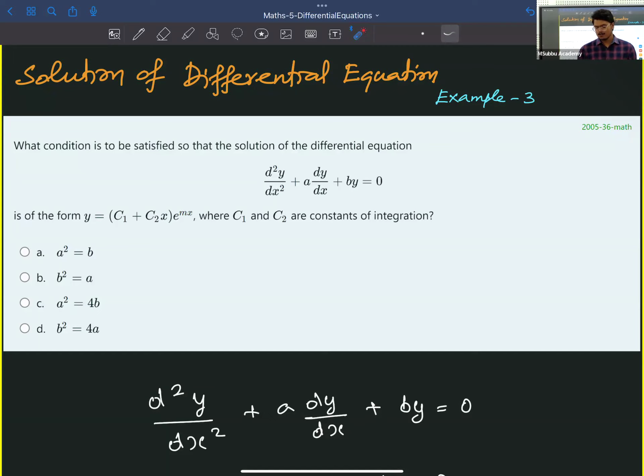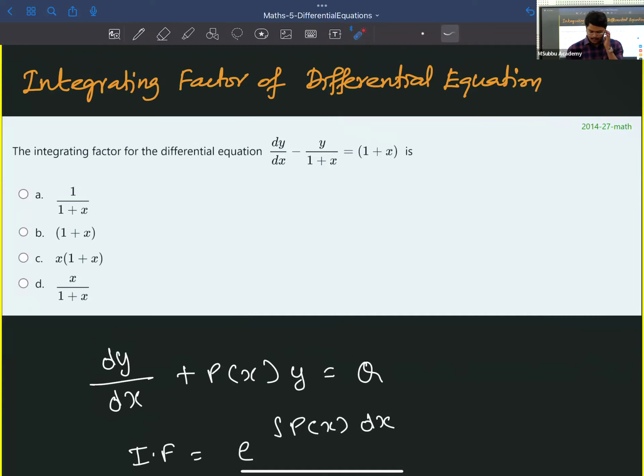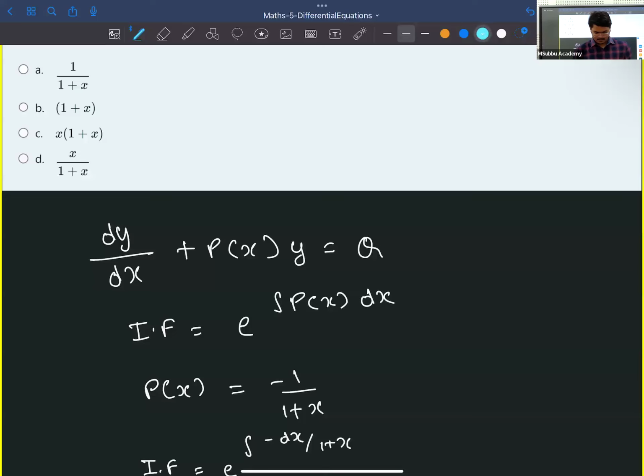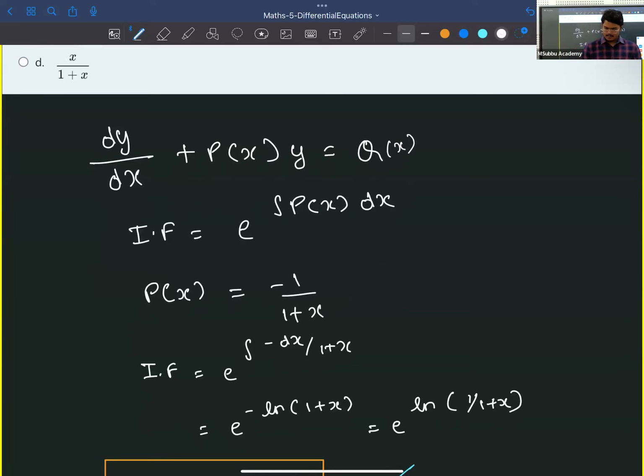Is that clear? If you have any doubts, you can just ask me. Then good, we'll go for the next question. This model is known as a linear differential equation. This is a new method. When you have dy by dx plus p of x into y is equal to q of x, where p and q are functions of x, its integrating factor will be e power integral p of x dx. That will be the integrating factor.